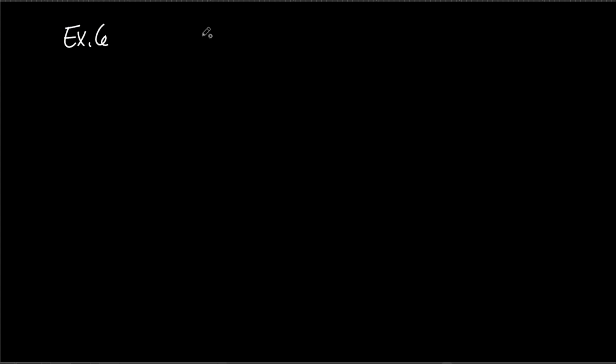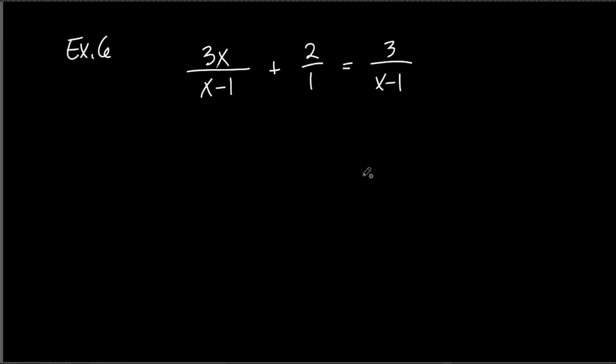And it is this. It's 3x over x minus 1 plus, I think it's just a 2. I'm going to put it over 1. Is that all right? Equals 3 over x minus 1. This looks easier than the last problem we did, doesn't it? And it kind of is, until we get to the very end, okay, when we get an answer. All right, then we got to make sure something happens.